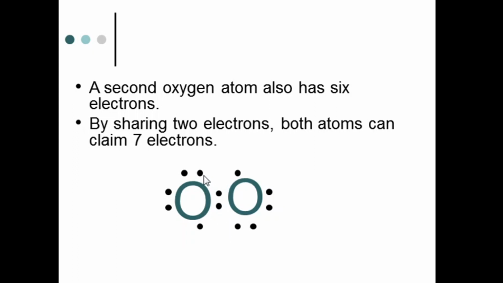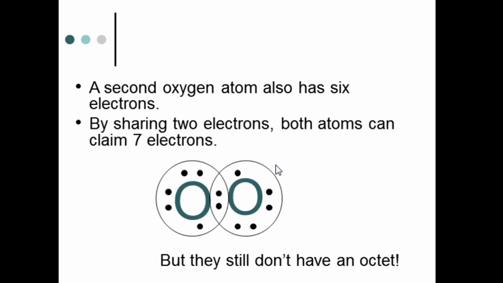Now, each oxygen has 7. 1, 2, 3, 4, 5, 6, 7. I can count those again for the other oxygen. 1, 2, 3, 4, 5, 6, 7. So maybe some of you can see what's going to happen here. But in order to get to 8, how convenient that we have 2 other electrons that are also available to be shared because they are unpaired electrons. And that's exactly what happens.